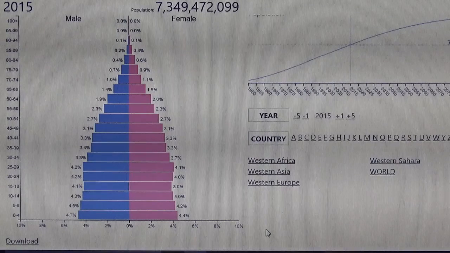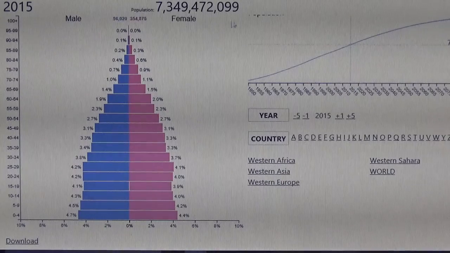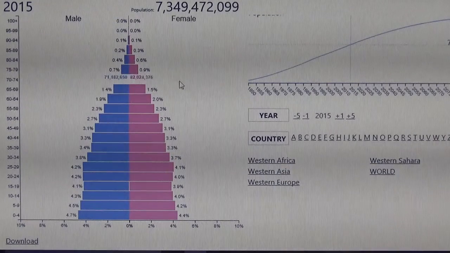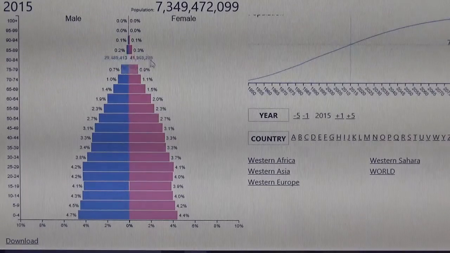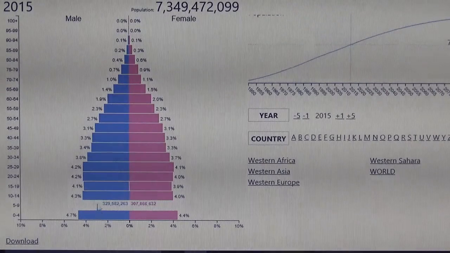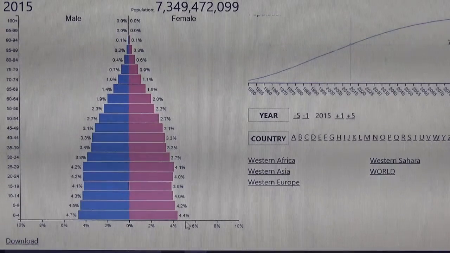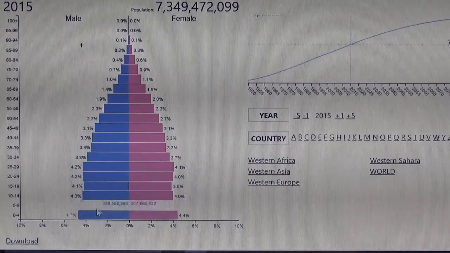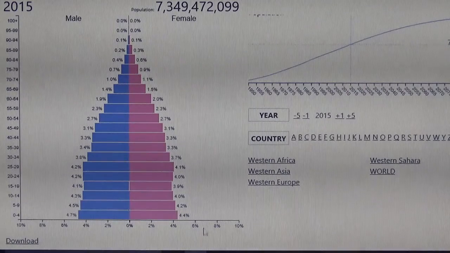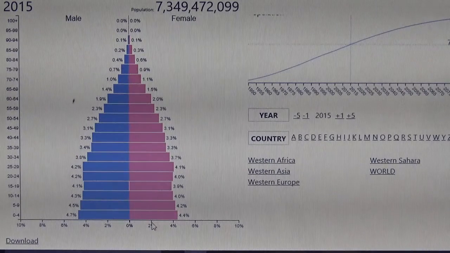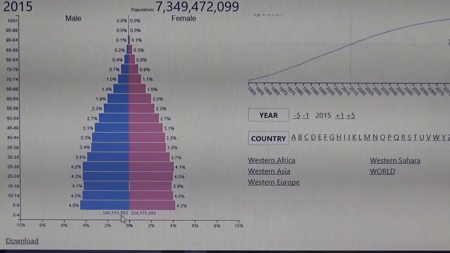This one shows the world in 2015. We have the total population here around 7.4 billion. We have females in red on the right hand side and males in blue on the left hand side. And as you can see, we have each age group shown in percentages as well as in raw numbers if we scroll above each of the bars.